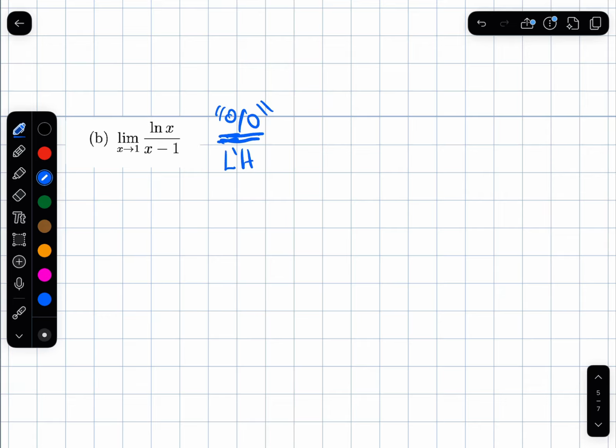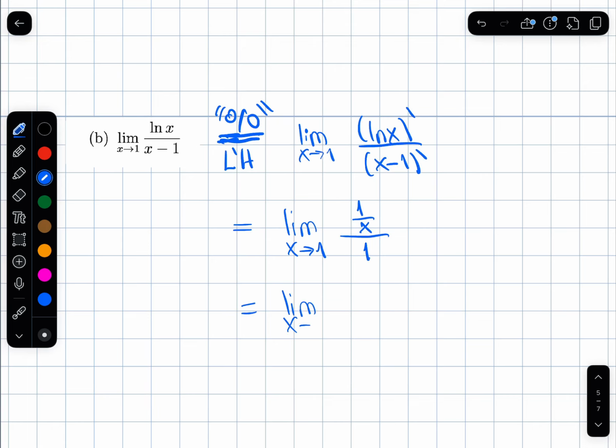I want you to indicate that to me always. And then use it. So take the derivative of the natural log and take the derivative of x minus 1 separately. Not quotient rule, just differentiate them separately. The top is 1 over x, the bottom is 1. And now can you plug in 1? Yes, you can, and the answer equals 1. So we've solved the problem. This is a perfectly acceptable solution to the problem.